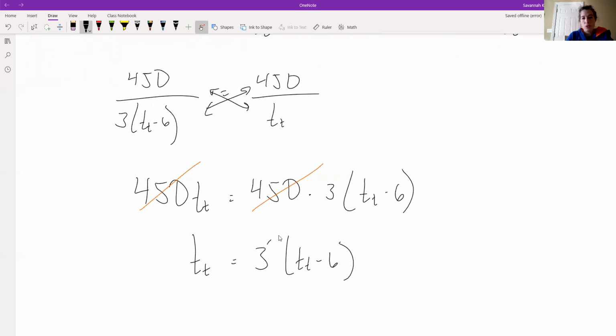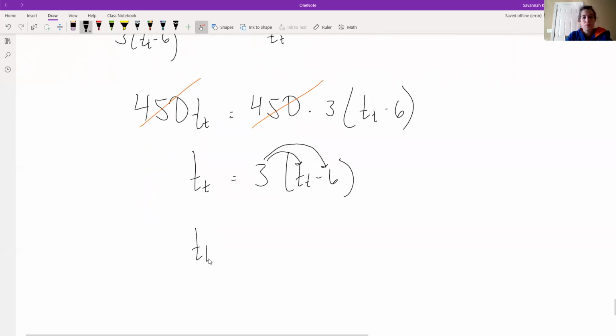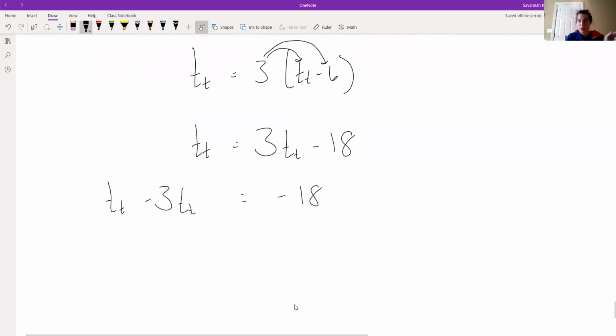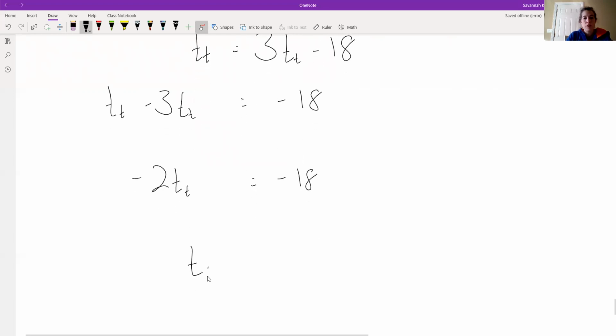Okay, I want to multiply through my 3. 3T minus 18. The only variable left is T, so I want to get the Ts over to the left. Again, me just being obsessed with going left all the time, which to you guys on the recording probably looks like going right. This is a -2T, -18. So the time that the truck takes is 9 hours.